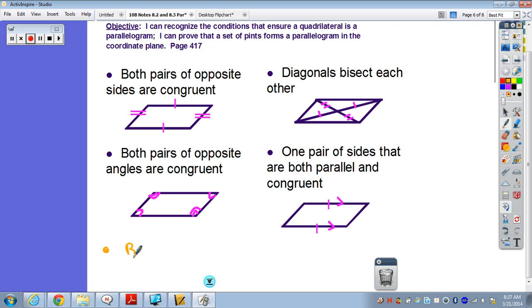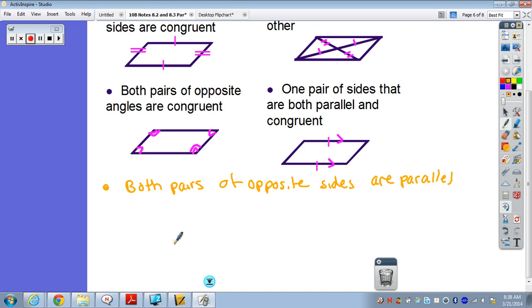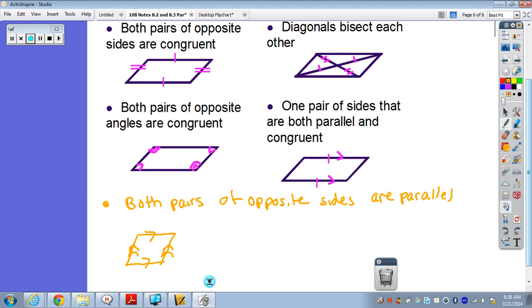The other one is both pairs of opposite sides are parallel. And to draw a picture, that means that we're going to have arrows to show, but it has to be both. So that's the key thing. So if you know any of these 5 ways, you can determine that that figure has to be a parallelogram by the properties and definitions.